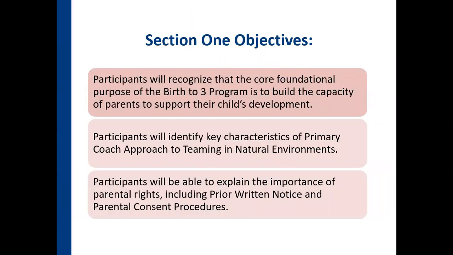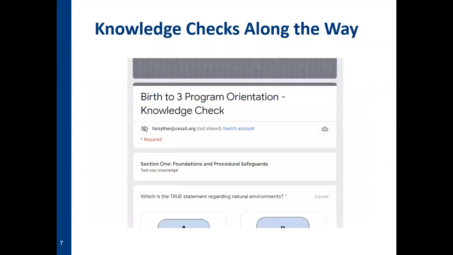There are 3 objectives for section 1. At the conclusion of this section, you will be able to recognize that the core foundational purpose of the Birth to 3 program is to build the capacity of parents to support their child's development. Additionally, you will be able to identify key characteristics of primary coach approach to teaming in natural learning environments and be able to explain the importance of parental rights, including prior written notice and parental consent procedures.